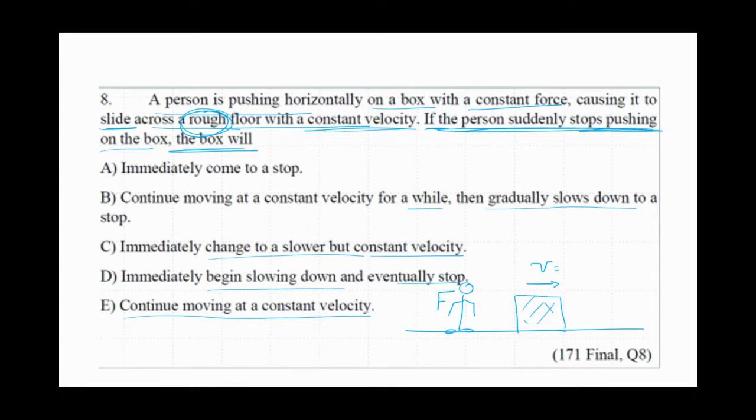So most of the answers are between A and D. A here says immediately come to a stop. I'll ask you to do a very simple experiment. I think you might have a pencil or a pen in front of you. Just push it on the table or on the desk, okay? Then leave it. Then look what will happen, okay?